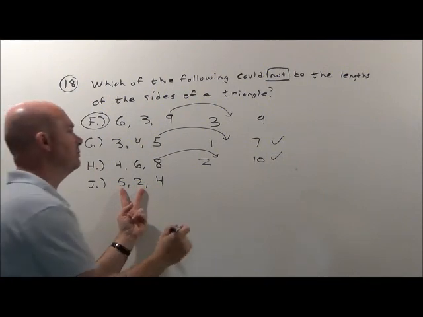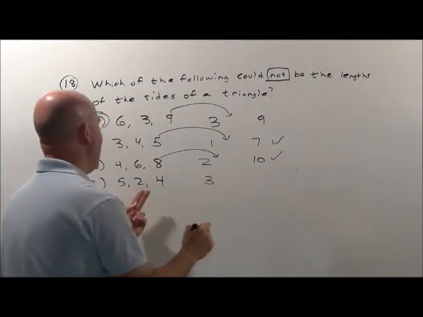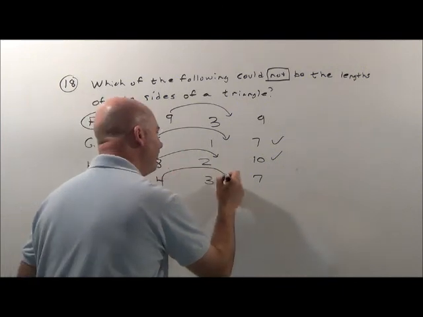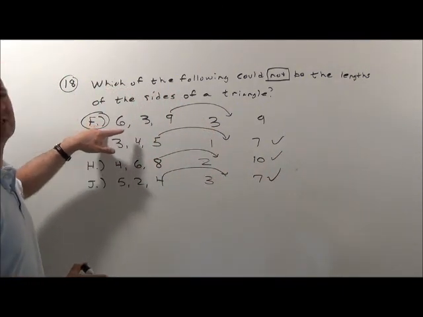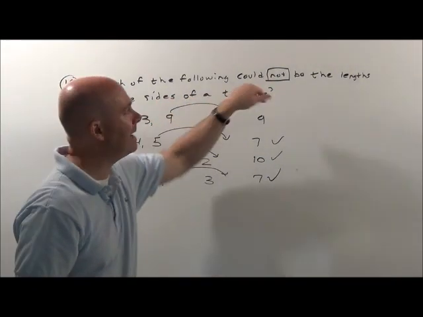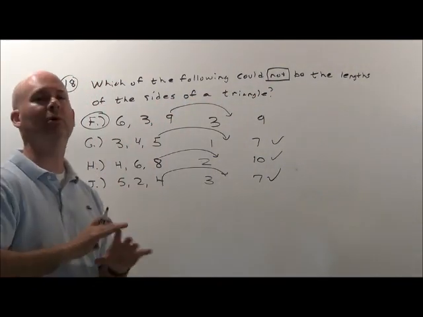5 and 2. Subtract them, 3. Add them, 7. Does 4 fit in there? Yes, sir, it does. So we know that, yes, it was F. It's the triangle that is not possible. Those lengths will not work.